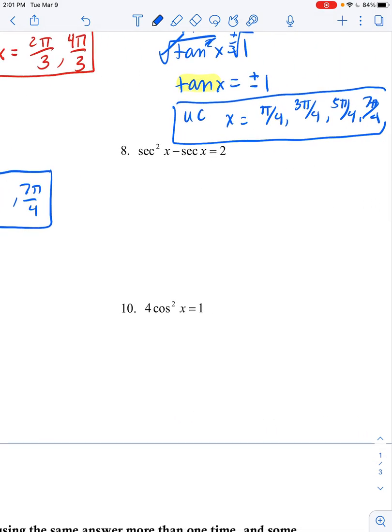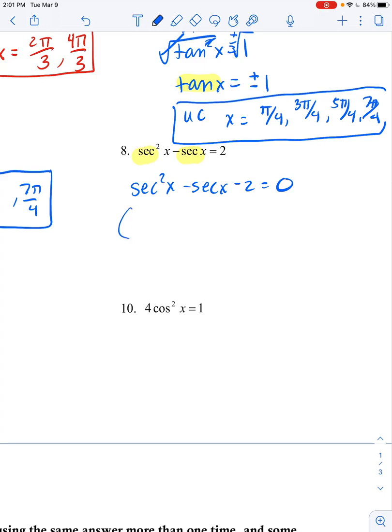Here I see that I have secant squared and secant. This is going to be tricky for 2 reasons. One, I need to factor. So I've got to bring that 2 over by subtraction so that I can have it equal to 0. And the second reason it's a little tricky is it's going to be a flipper. I can't look up secant. I'll need to flip it over later.